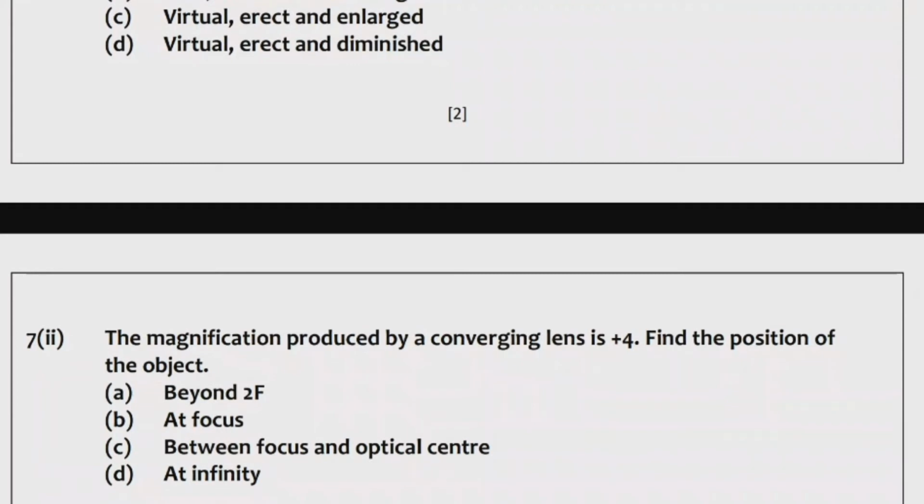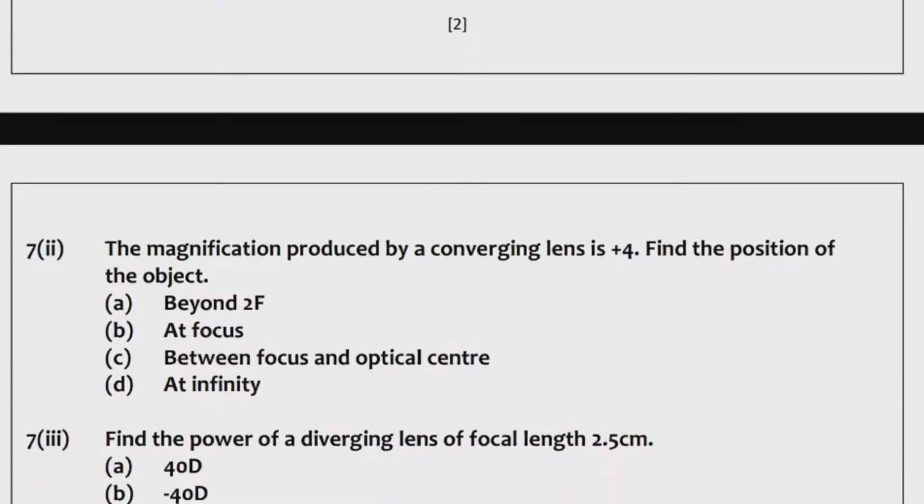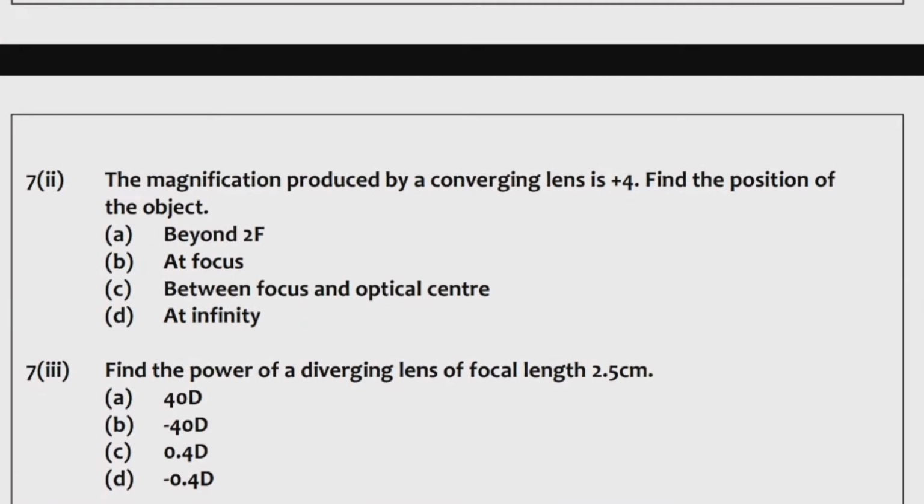Options: A. Beyond 2f. B. At focus. C. Between focus and optical center. D. At infinity. 7.3. Find the power of a diverging lens of focal length 2.5 cm. Options: A. 40 D, B. minus 40 D, C. 0.4 D, D. minus 0.4 D.